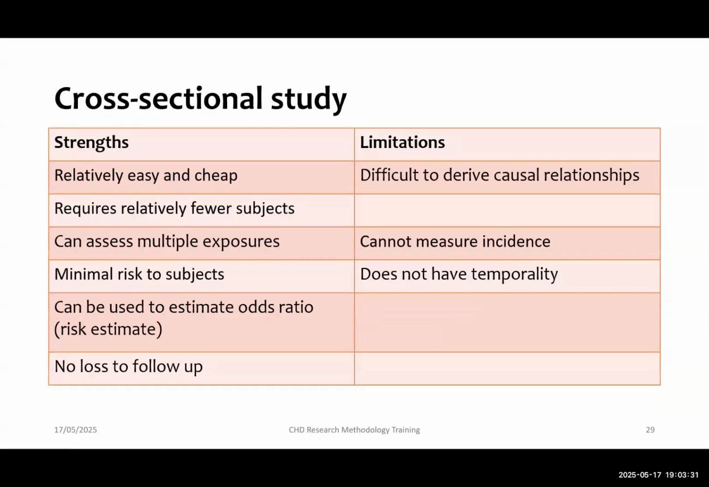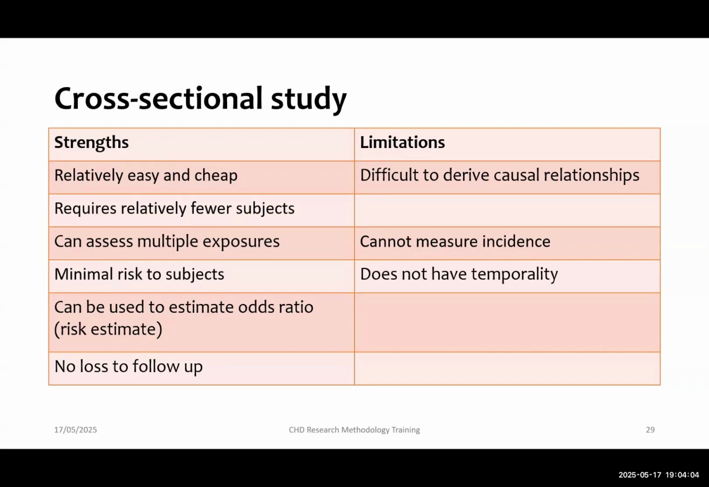What are the strengths of a cross-sectional study? We know that they are cheap and easy. It's easy for people to do. It does not waste time. It requires relatively fewer subjects, so your sample size will be smaller. And then you can assess multiple exposures. There's minimal risk to the subjects, and you can estimate prevalence ratio and adjust estimation. And there's nothing like loss to follow up because you're collecting everything at the same time.